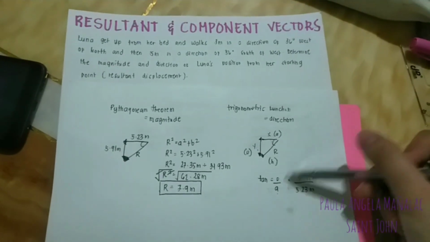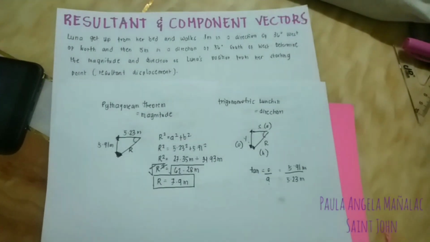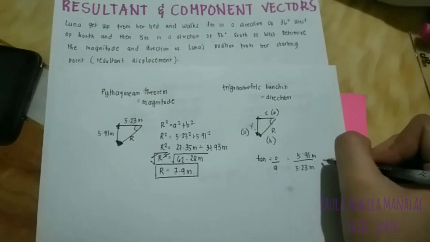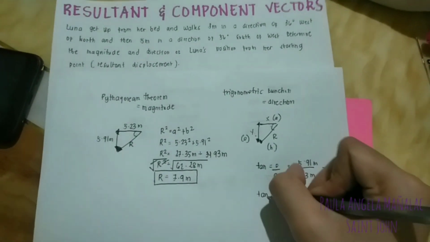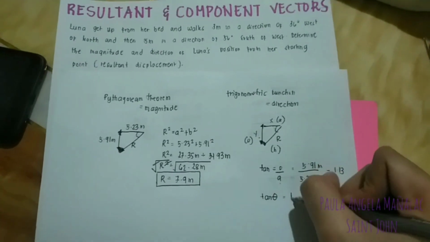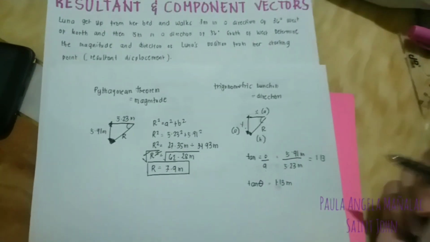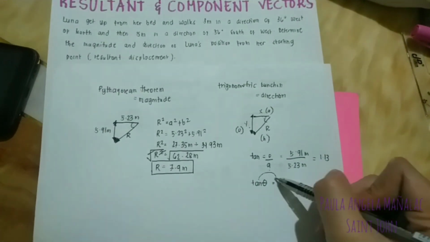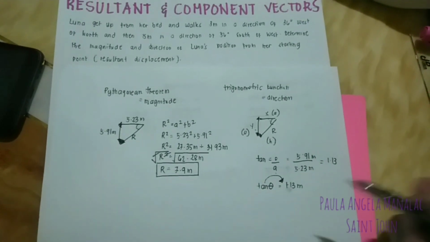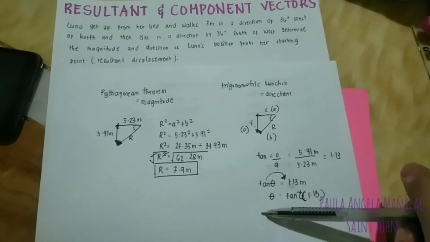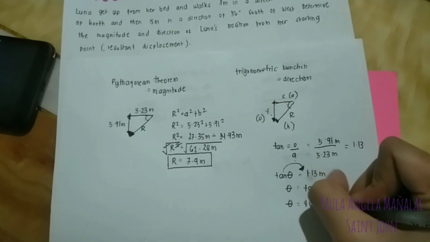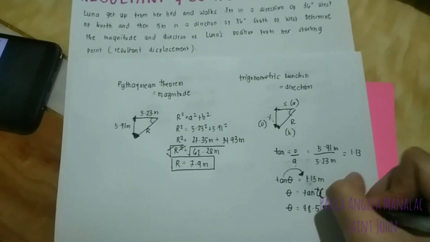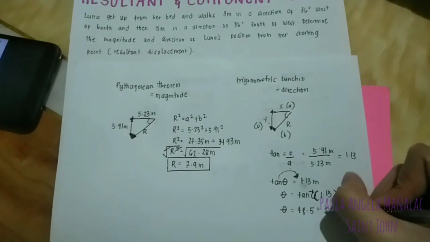So first, divide these values. So we will get 1.13. So to further express this, tan theta is equal to 1.13. So we need to transfer this to the other side. So just simply type these values in your calculator. So the angle will be 48.5 degrees south of west.